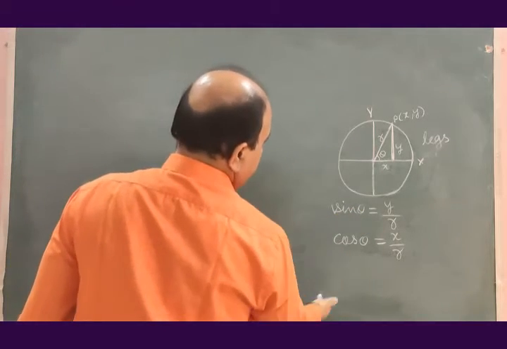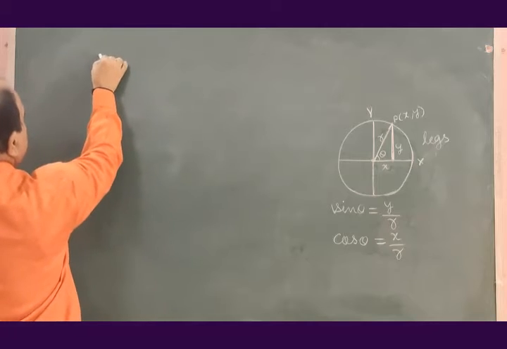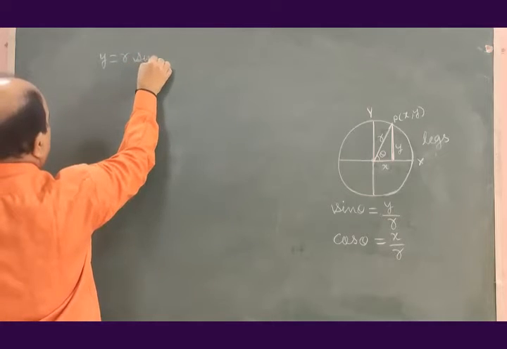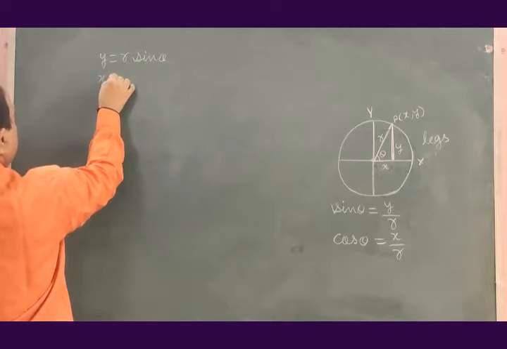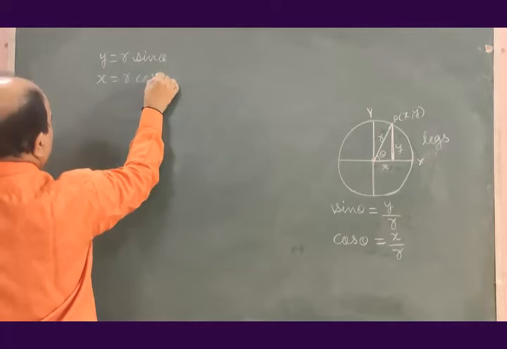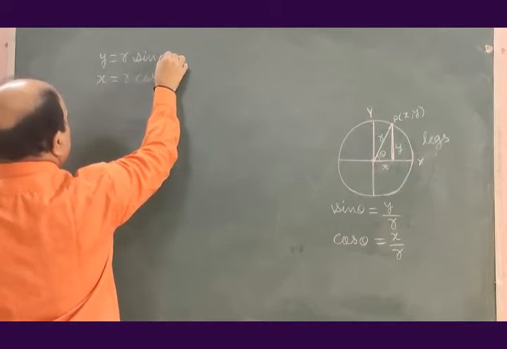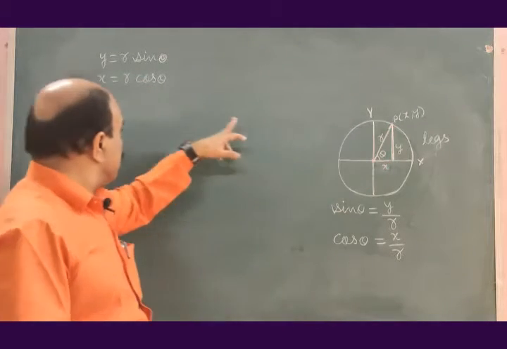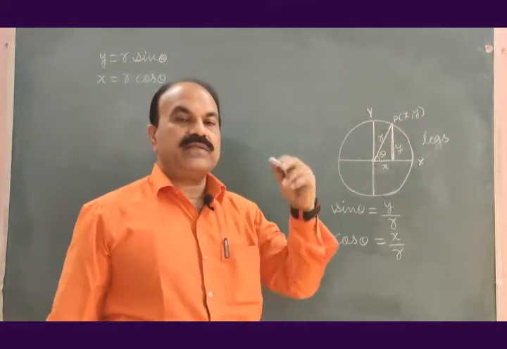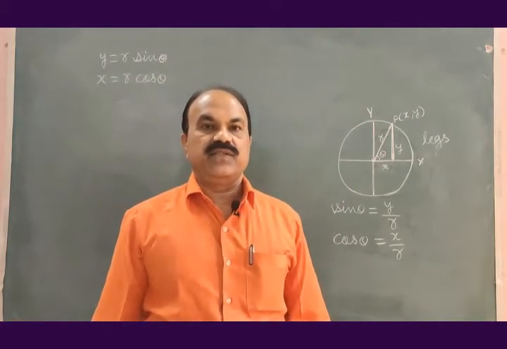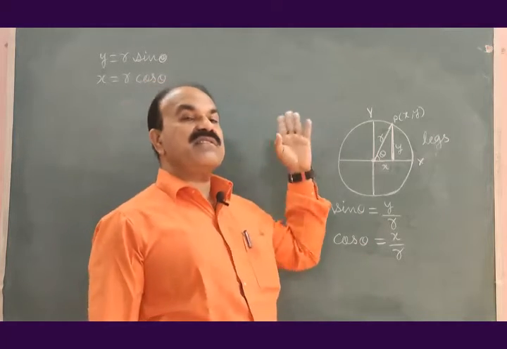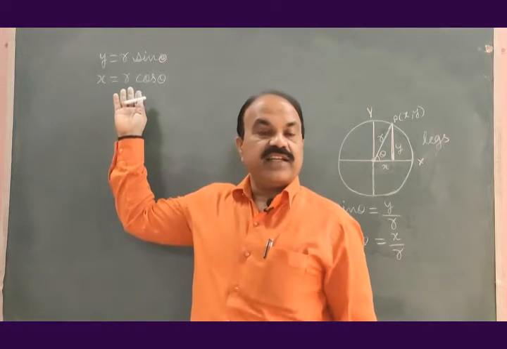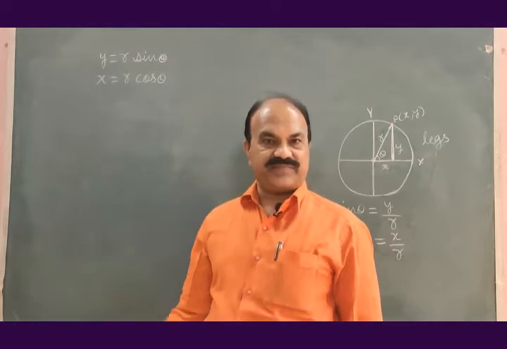From this and this equation we can write y is equal to r sin theta, x is equal to r cos theta. What is this y? This coordinate. What is this x? This coordinate. It means that coordinates of any point on the circle can be specified by the trigonometric functions.